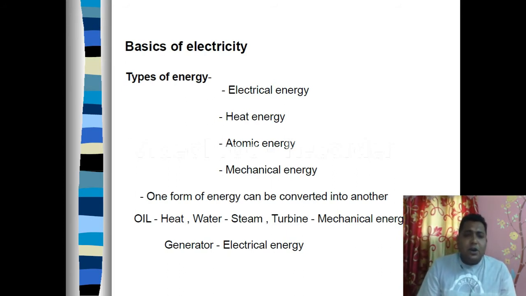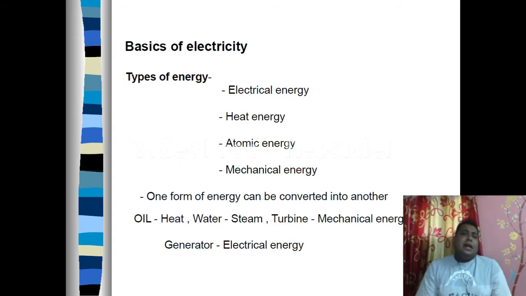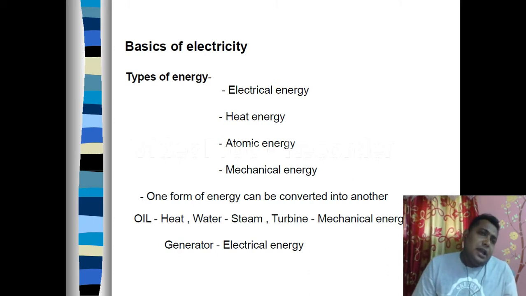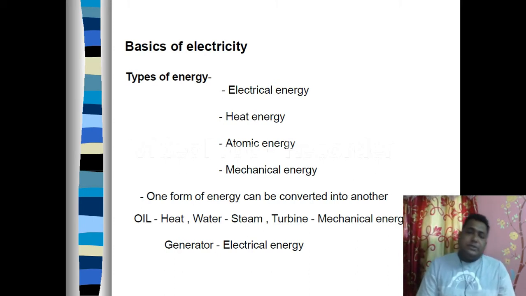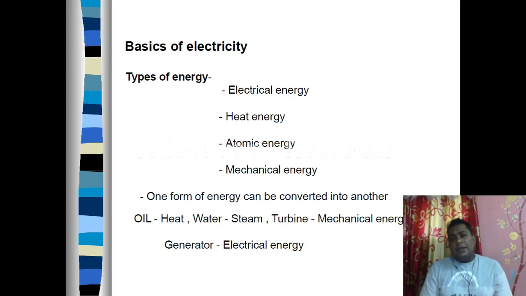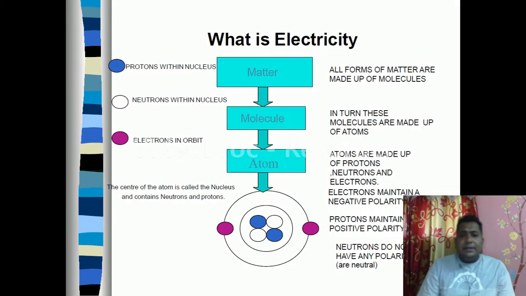One form of energy can be converted into another. As already told: oil, heat, water, steam, turbine, mechanical energy, generator, electrical energy. These are the elements or equipment from which we can get those kinds of energy. That example is given for your understanding. So these are the types of energy we have. Now coming to the next slide.